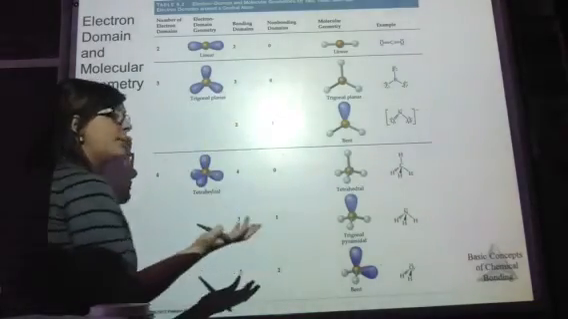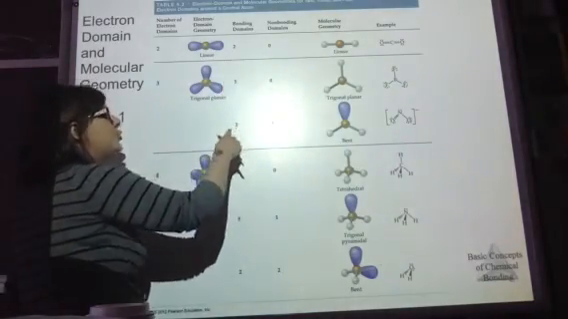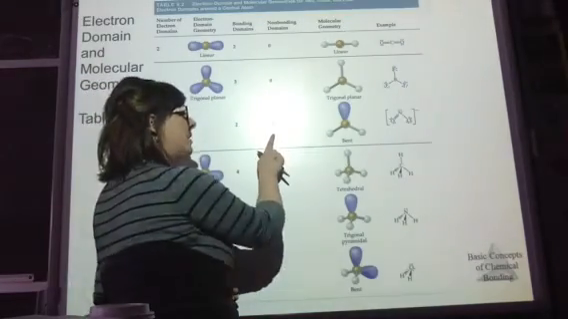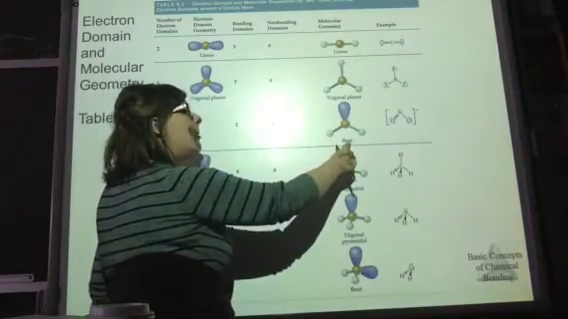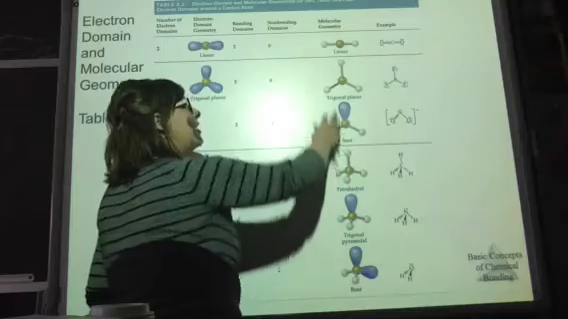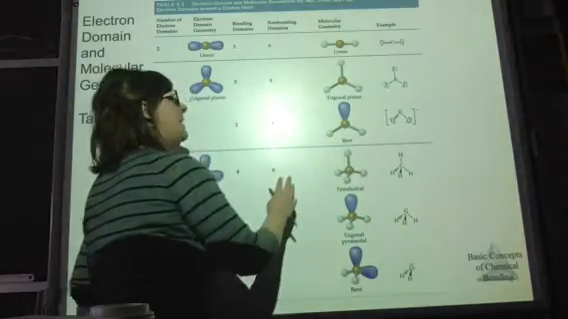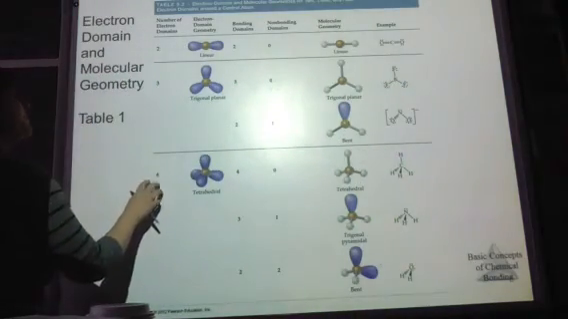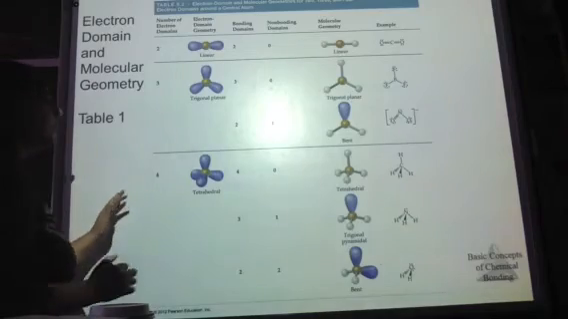I have another subcategory though. What if I had 2 bonding domains and 1 non-bonding domain? Well, we call that bent. This molecule then would have a molecular geometry that's bent. If we go to the next electron domain geometry, tetrahedral.